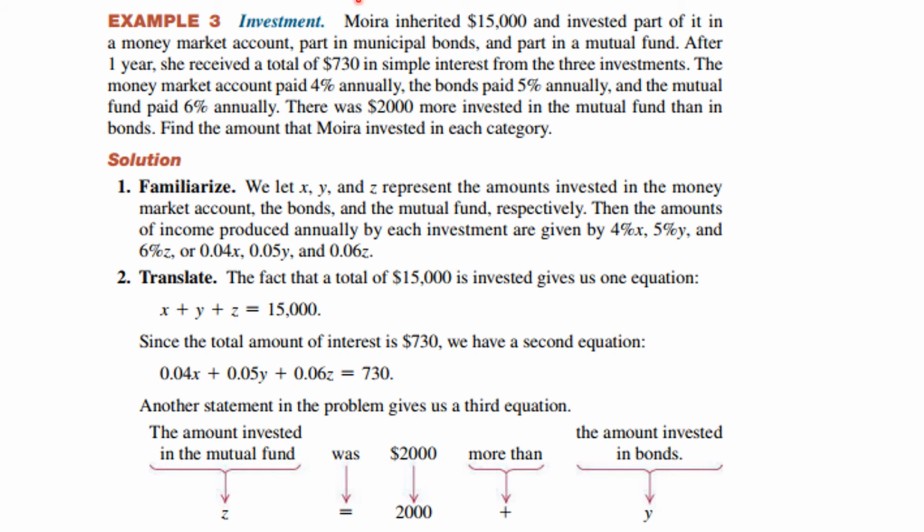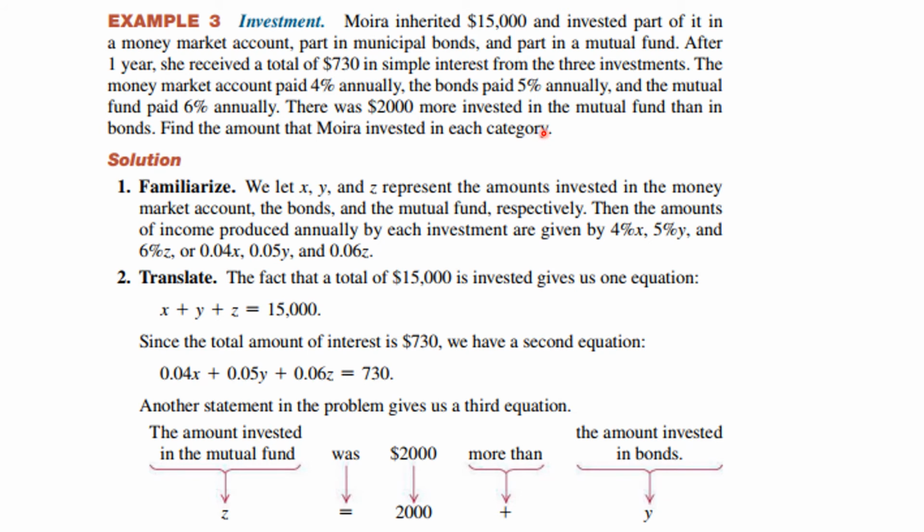Let's do a word problem now. So we have Amara inherited $15,000 and invested part of it in a money market account, part of it in mutual bonds, and part of it in a mutual fund. After 1 year, she got this much total interest from the three investments, and these are what they paid. The money market paid 4% annually, the bonds paid 5% annually, and the mutual funds paid 6% annually. There's an additional constraint. There was $2,000 more invested in the mutual fund than in the bonds. So find the money Amara invested in each category.